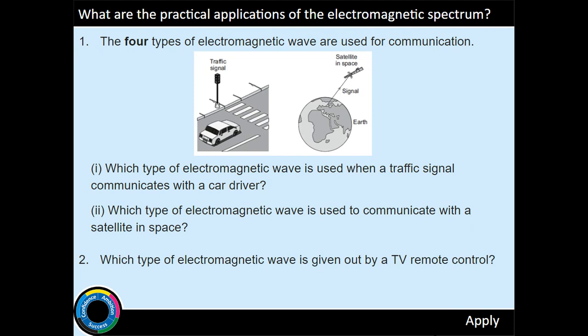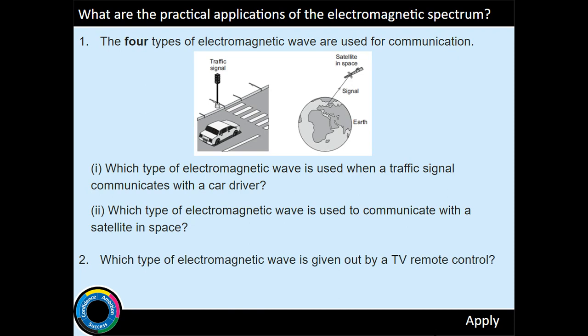Okay, so of the 4 of the 7, which is radio waves, microwaves, infrared, and visible, which one is used when a traffic signal communicates with a car driver? So when a traffic light changes, which of those 4 types of electromagnetic waves do we use to see the change? Which type of electromagnetic wave is used to communicate with a satellite in space? And then which type of electromagnetic wave is given out by a TV remote control? Okay, pause, answer those 3 questions, and then come back for the answers.